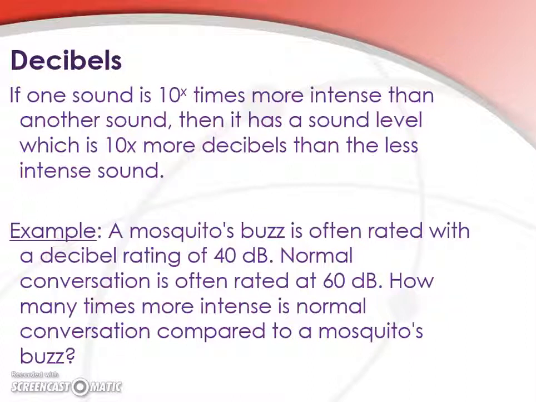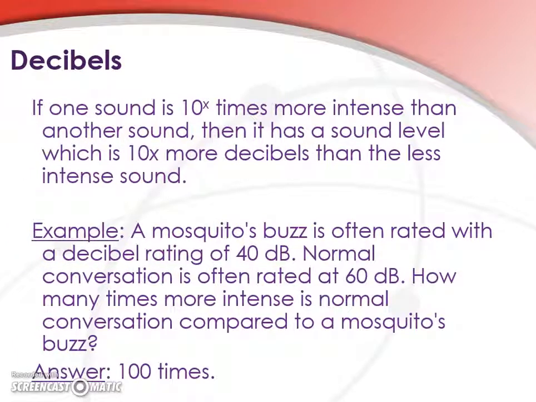So let's illustrate this. A mosquito's buzz is often rated with a decibel rating of 40 decibels. Normal conversation, about 60 decibels. So how many times more intense is normal conversation compared to a mosquito's buzz? Well, we can subtract and get 20 decibels difference, which is 10 to the 2 or 100 times as loud.